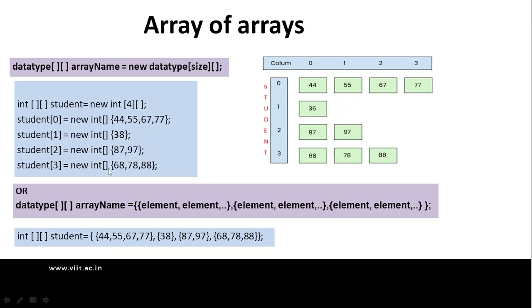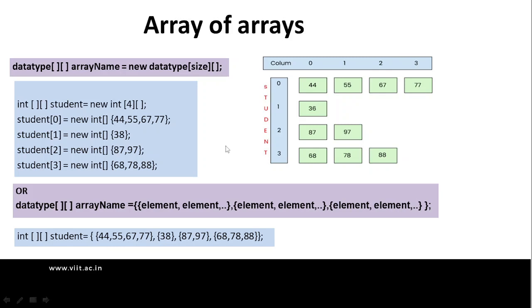Again with new integers 68, 78, 88, so that it is not mandatory for every array element in an array to have similar elements. In the case of an array of arrays, every array declaration can have different elements.